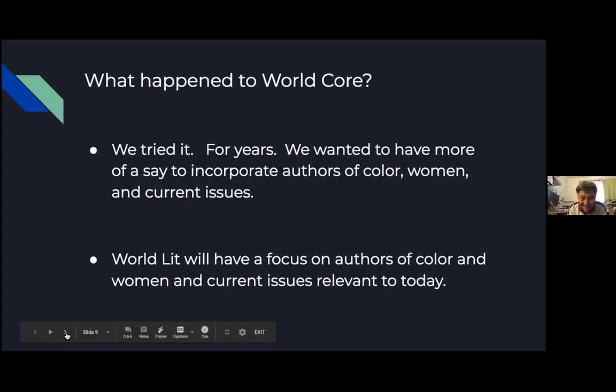I think for us, it does allow us to really focus on the literature and the skills as well. It'll also allow us to have more of a say to incorporate authors of color, women, and current issues, and that focus on the authors also makes it relevant to today.